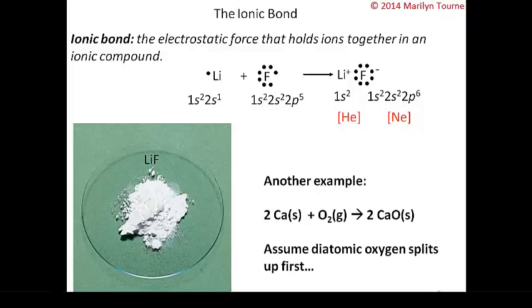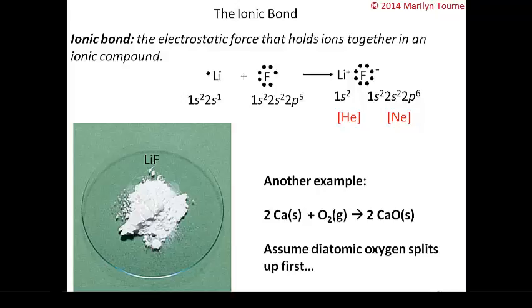And remember, the entire goal for these compounds to do this is all to get to the happiness of a noble gas. So lithium has a really, really low ionization energy, so it tends to lose electrons quite easily. And fluorine has a really high electron affinity, so it tends to accept electrons quite readily. You notice the goal here.